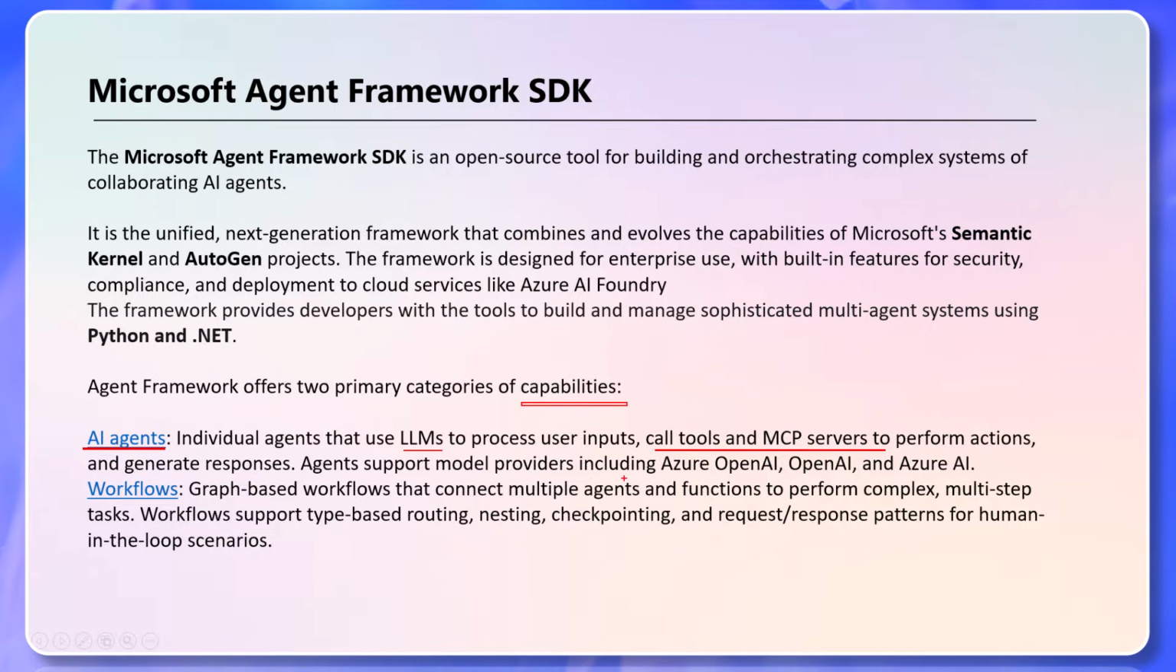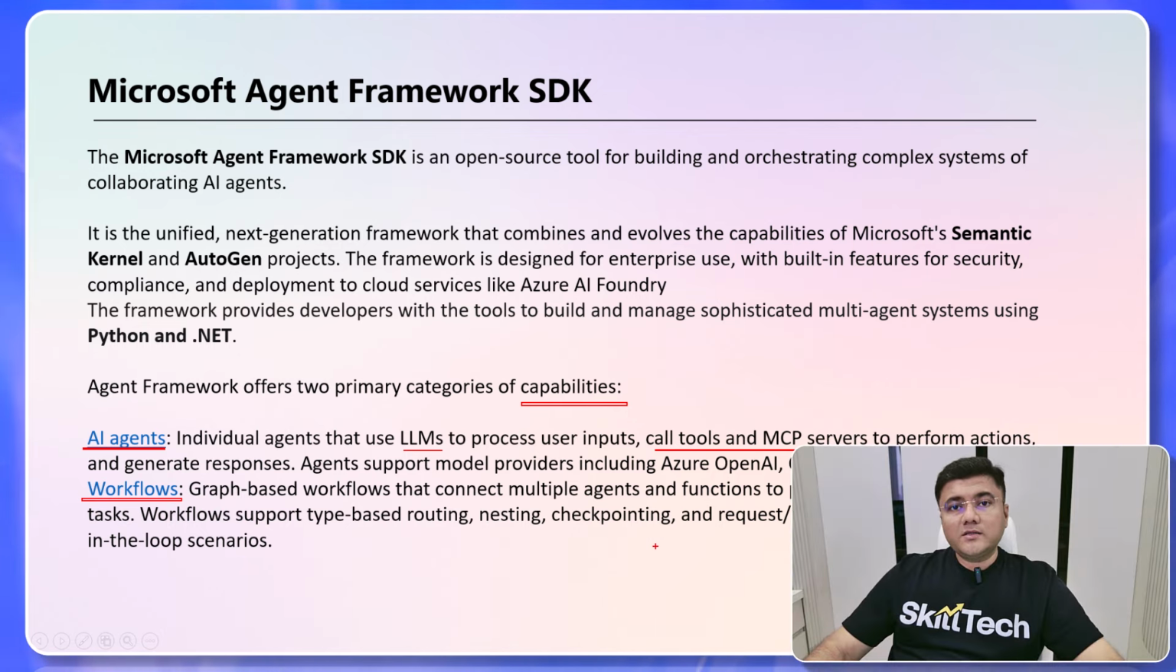Your agent supports model providers, including Azure OpenAI or OpenAI and Azure AI. Your Microsoft Foundry has a model catalog, and those models can also be associated with Agent Framework. In the workflow section, we have a second capability, which allows you to create graph-based workflows that connect to multiple agents and functions to perform complex multi-step tasks. Workflow supports type-based routing, nesting, checkpointing, and request-response patterns for human-in-the-loop scenarios. We are going to understand all these things when we see the orchestration patterns with multi-agent workflows. And that's going to be a very important part of this particular series.